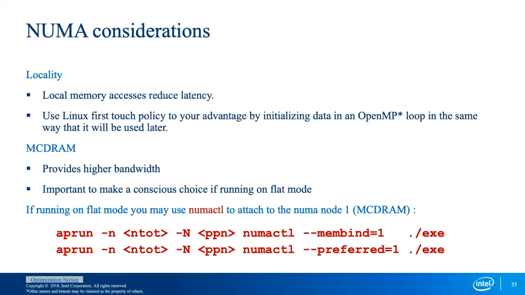Also, the way that you use your MCDRAM, unless you're running on cache mode, you're going to have to tell the system how you want to run things. Because if you don't say anything, by default, you will be running out of DDR4, which is fine if you're latency bound. But if you're memory bandwidth bound, you want to make sure that you're using MCDRAM. And in that case, you can use any of those 2 commands using numactl --membind=1 or --preferred=1.